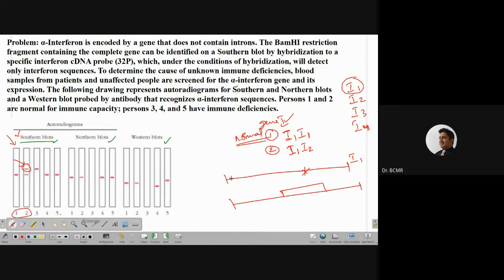So we are not concluding anything at this time. What we can say is that person 2 is heterozygous, and this could be an insertion, or it could be a loss of a restriction site. And assume we are not looking at anything about Northern blotting and Western blotting. We are only talking about Southern blotting.